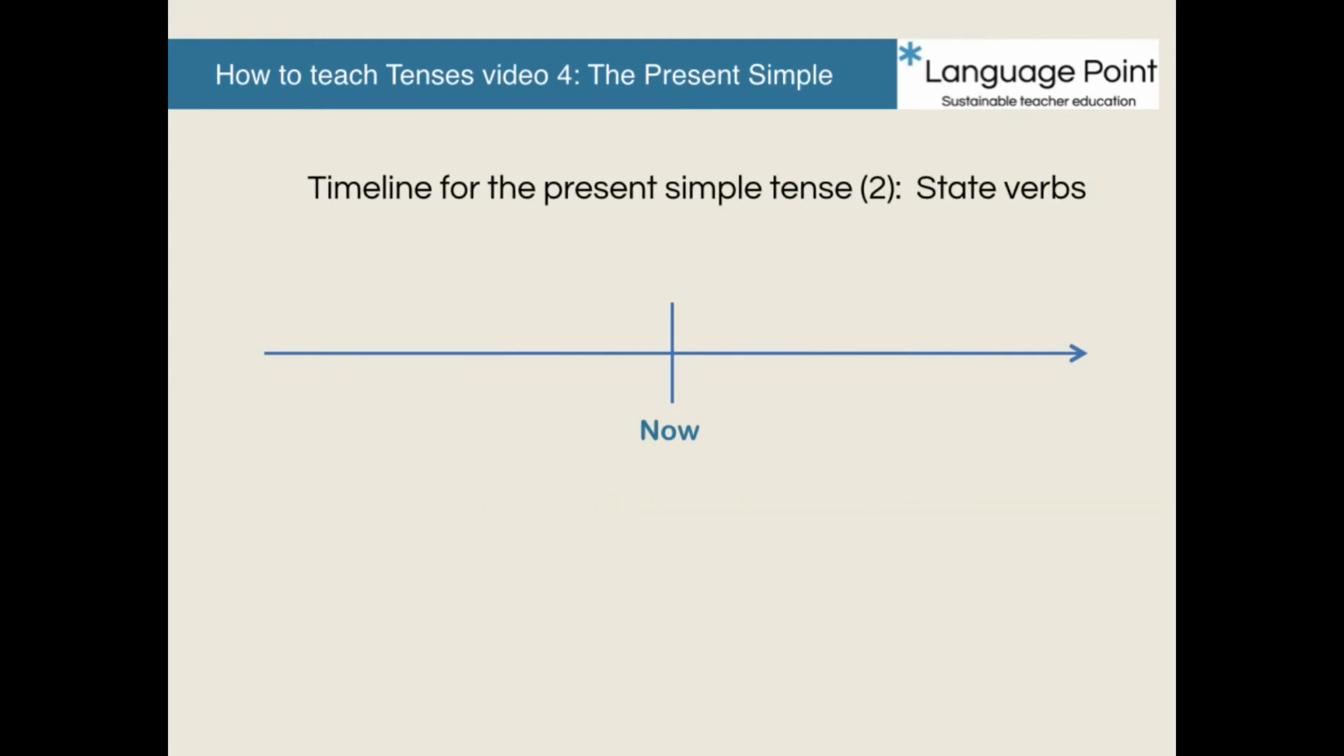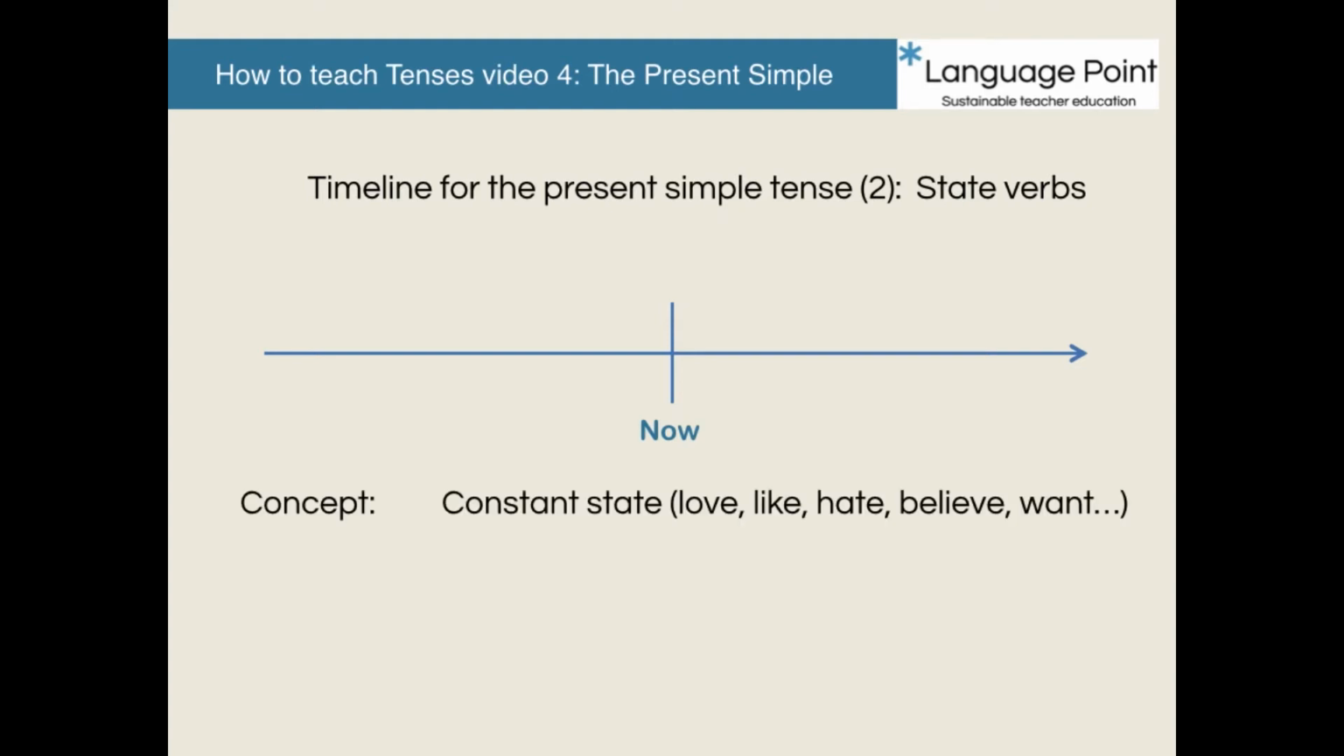A second type of verb which we can use in present simple are what we call state verbs. Now, state verbs are verbs which have a constant effect, so they're always true. And these are verbs such as love, like, hate, believe, want, where we don't start and stop loving or liking something usually. So the concept behind the verb is a sort of a constant that travels all the way across time through now. For state verbs, we generally don't need a time reference because they're always happening.